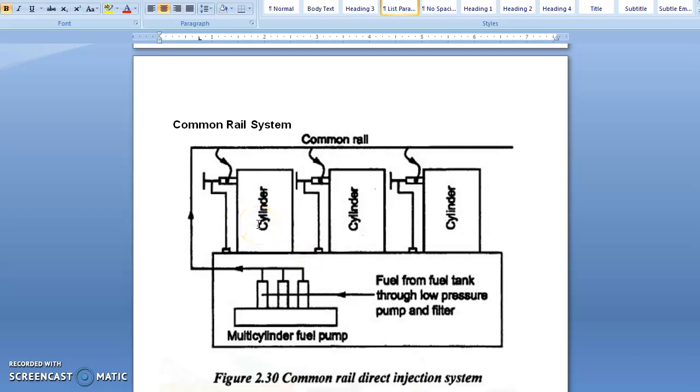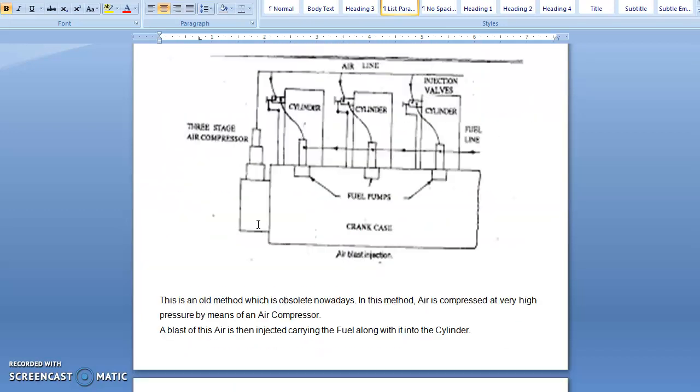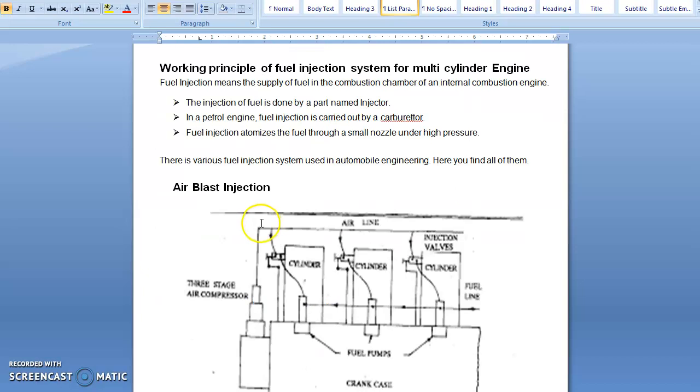So this is all about the working principle of fuel injection system for multi-cylinder CI engines.